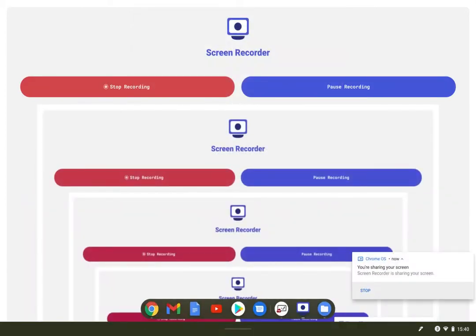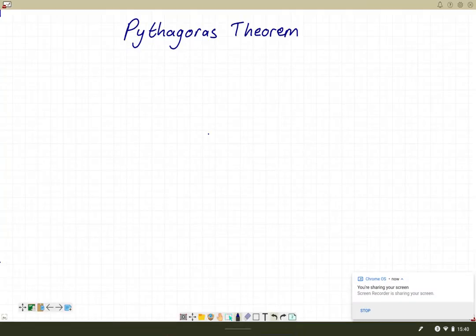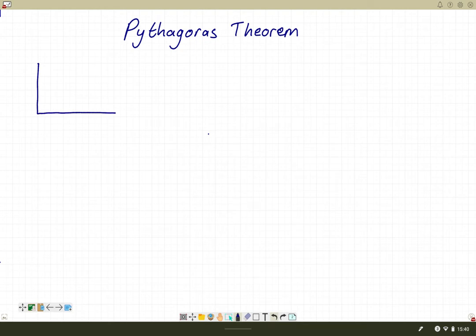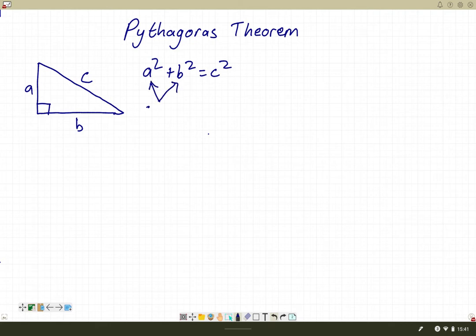Hi guys, in today's video, I'm going to show you an easy way of remembering Pythagoras' theorem. In textbooks, you might have seen this complicated formula. You might see a right angle triangle, because Pythagoras only works with right angle triangles, labeled A, B, and C with the formula next to it: a squared plus b squared equals c squared.